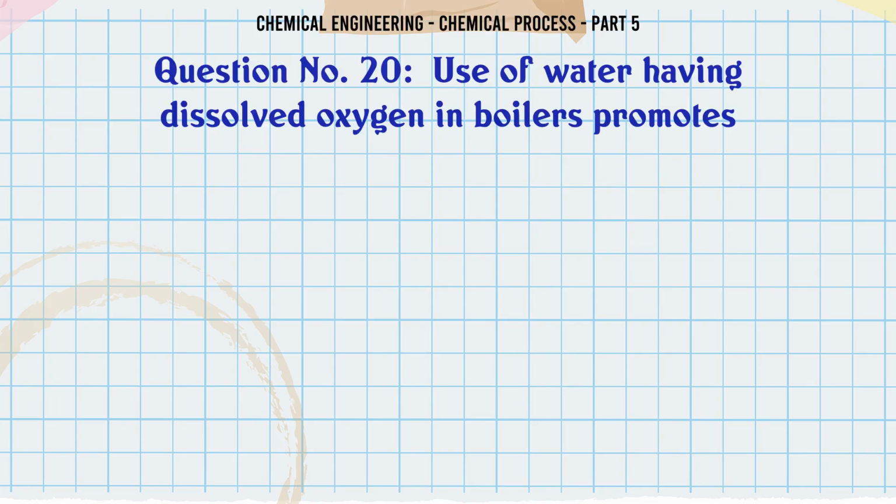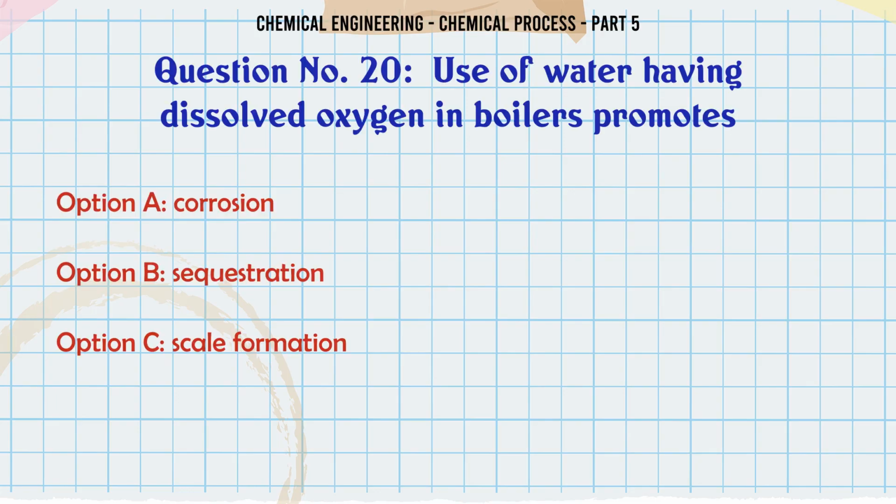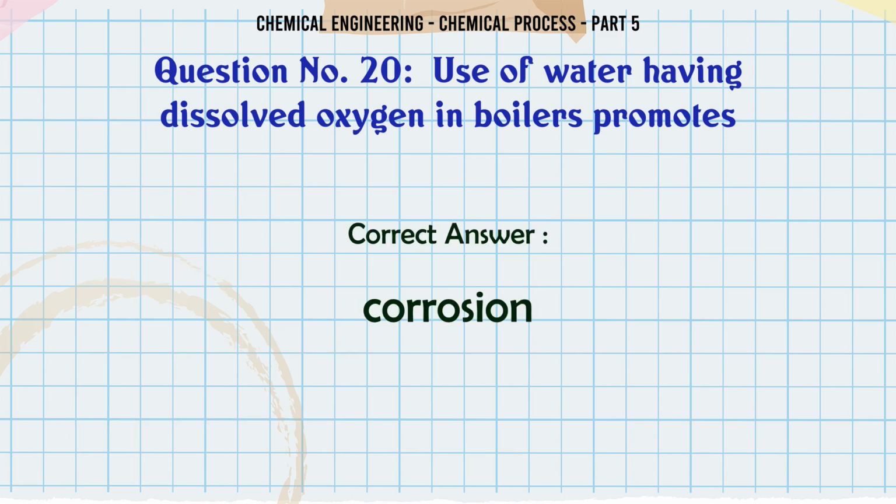Use of water having dissolved oxygen in boilers promotes A. corrosion. B. sequestration. C. scale formation. D. none of these. The correct answer is corrosion.